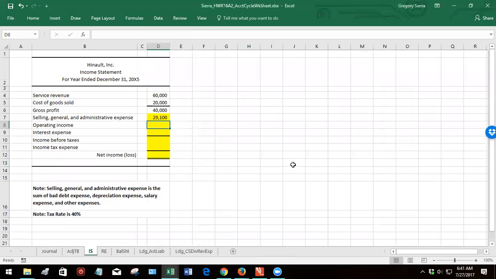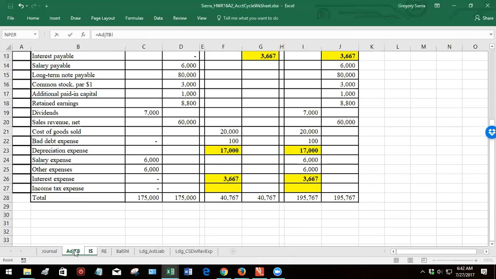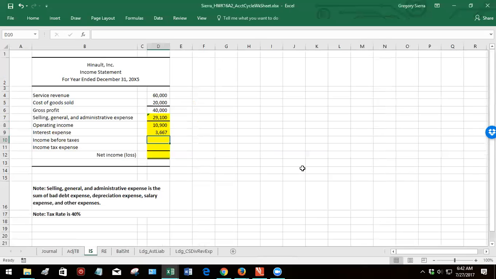Okay, enter. Operating income is the difference between those two. Interest expense, and we go over here, interest expense, 3667. Income before taxes is the operating income minus the interest expense. And why do we separate these out? I'm even spending time explaining the why here.